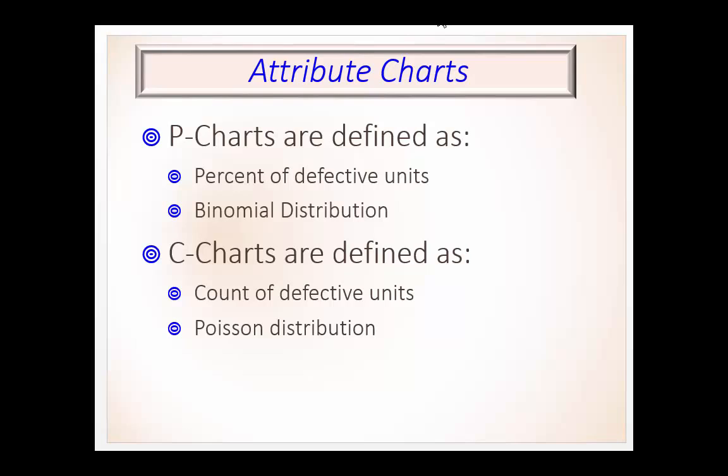The first is a P chart, and we define that basically as a percentage of defective units. The percentage of defective units will follow something called a binomial distribution, which is unique and allows us to do certain things. The second type of attribute chart is called a C chart. A C chart is a count of defective units or a count of correct units, and it follows a Poisson distribution, which again allows us to do particular things with it.